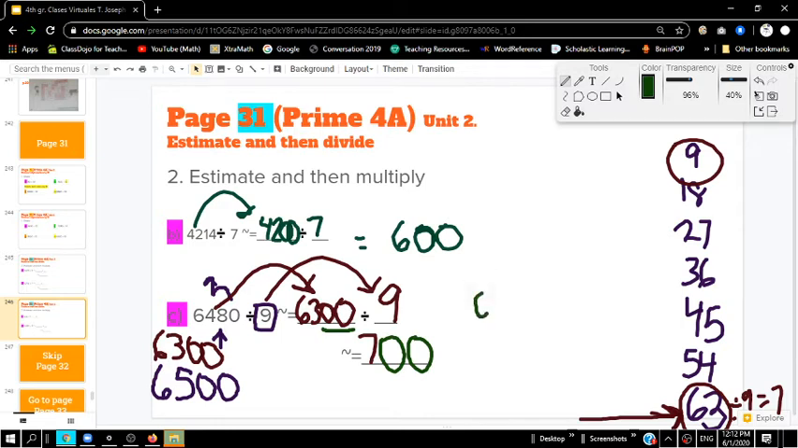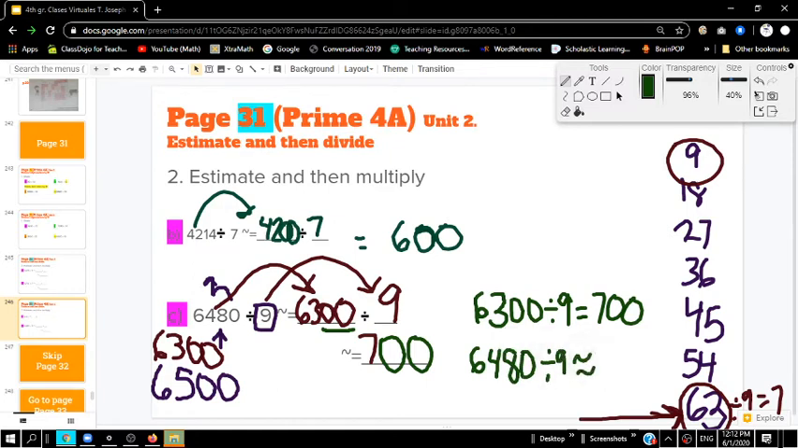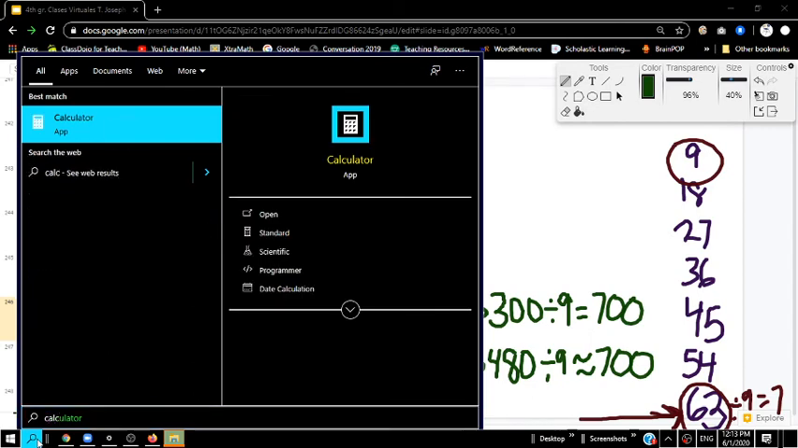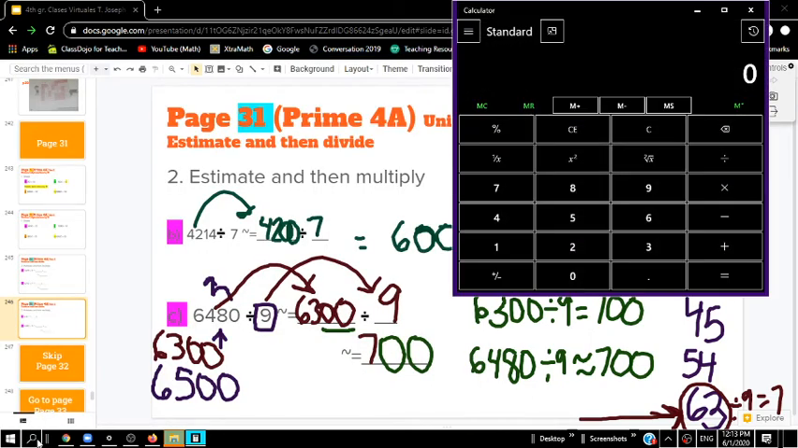In other words, 6,300 divided by 9 equals 700. Or approximately, 6,480 divided by 9 is approximately 700. Let's check that on the calculator to see if that's correct. I'm going to bring my calculator here and just check that to see if it's correct, okay? It says 6,480 divided by 9 equals 720, which is very close to 700, okay?